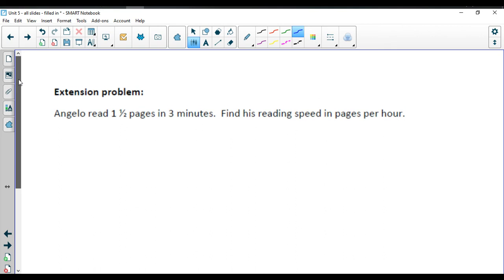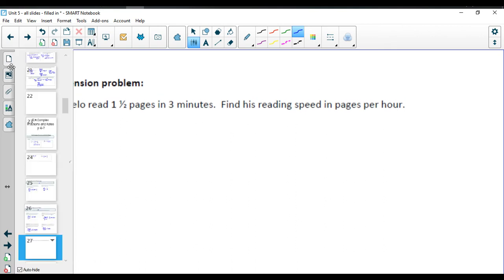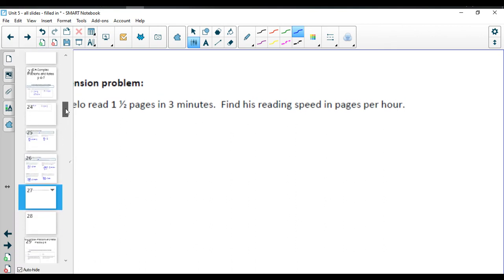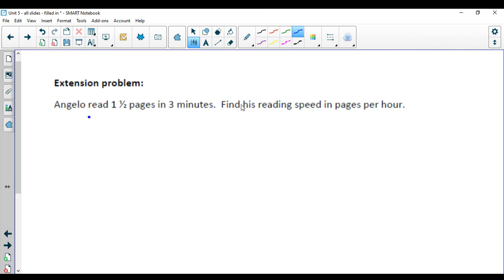One more extension problem for this one. Today, Angelo read 1.5 pages in 3 minutes. Find his reading speed in pages per hour. So for this extension problem, this is minutes. We need to make sure it's hours. So we have 1.5 pages, and we want to do this per hour.